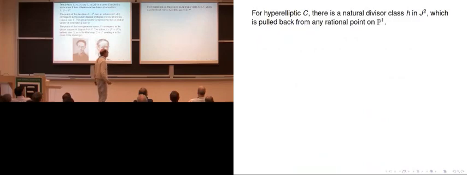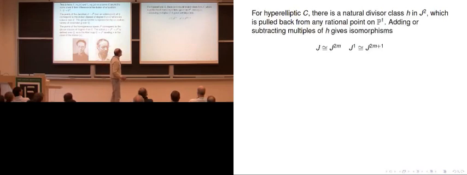Now for hyperelliptic curves, there's a special thing that happens because there's a canonical divisor class of degree 2. If you pull back a point on this double cover from the projective line, you get a divisor of degree 2, and no matter what point you pull back, you get something in the same divisor class. So there's a canonical element which I call H in J2, and it's defined over the same field as the curve, over the rationals. And so by translating by that point, adding and subtracting it, you get isomorphisms between the Jacobian and all the even homogeneous spaces, and between J1 and all the odd homogeneous spaces.